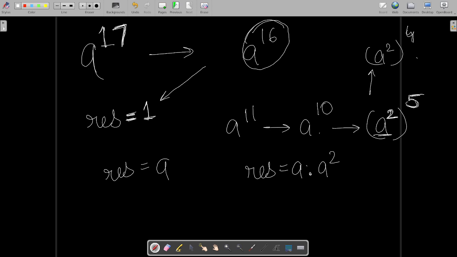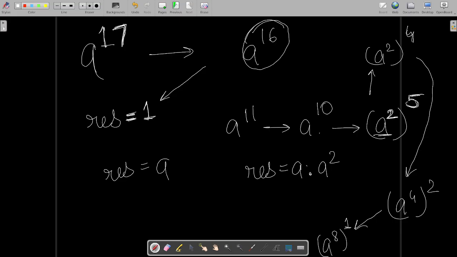You remove one power. Now again, 4 is even, so it's not a problem. So you write a raised to the power 4 square. It's again even, that's not a problem. So you write a raised to the power 8 1. Now 1 is odd, so you write this here, right? Or did I make some mistake? 8242. Yeah, this is correct, sorry.